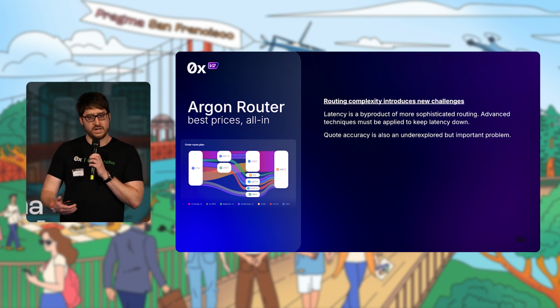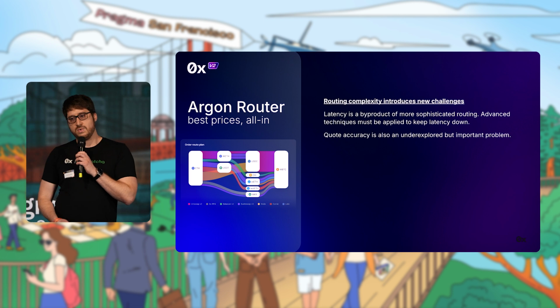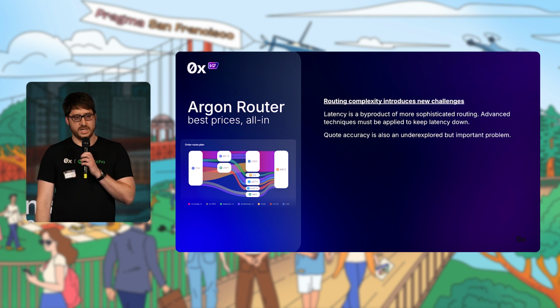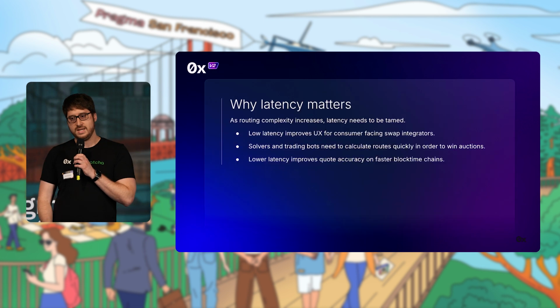Also, kind of a lesser known issue is quote accuracy. So when you have really crazy routes, there is a possibility that your quotes will actually just be incorrect, and you're going to be showing users a price that's often too good to be true.